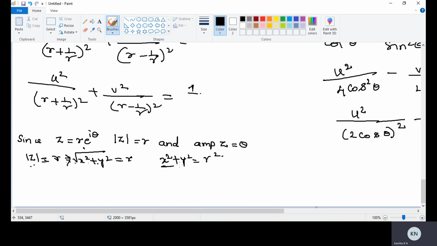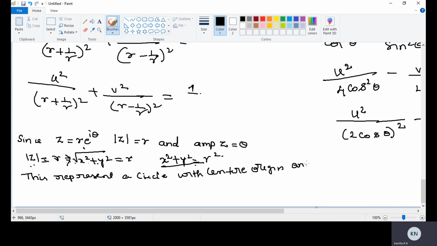Observe here, this represents a circle with the center origin and radius r in the z plane, where r is a constant.